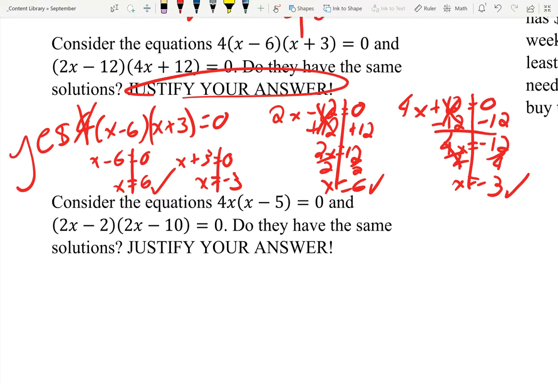I mean, I can say yes, because both equations have x equals 6 and x equals negative 3 as solutions.